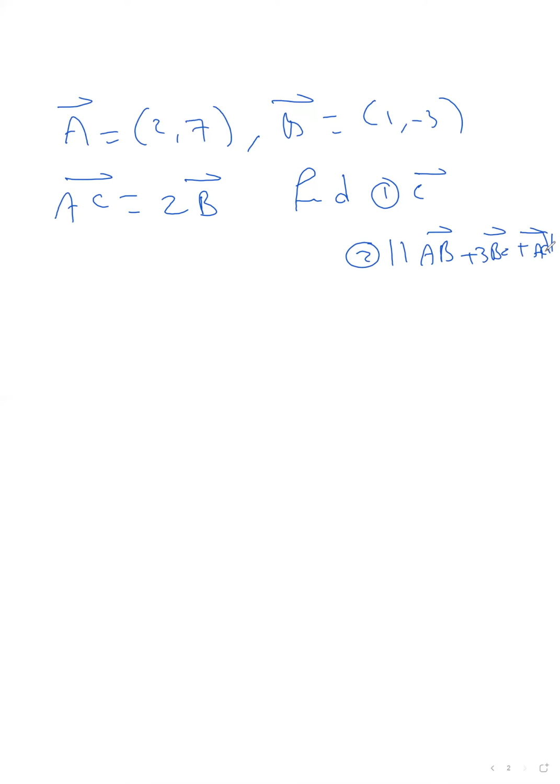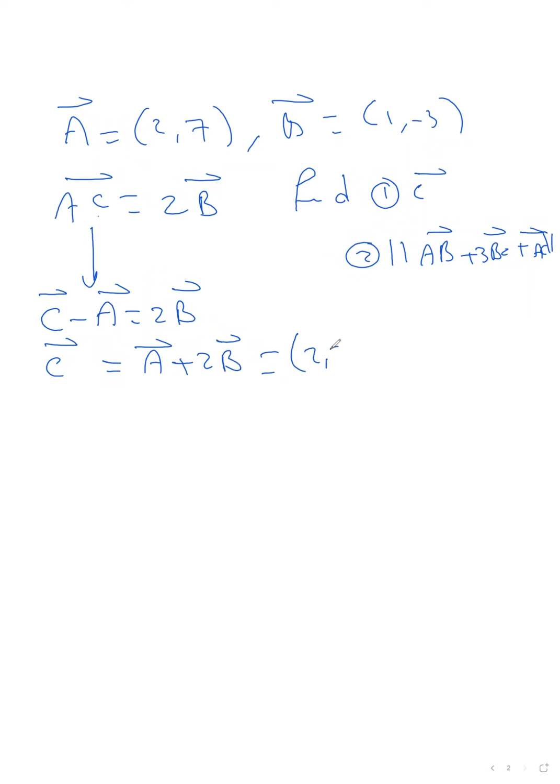I will find C. They told us here AC equals 2B, which means vector C minus vector A equals twice vector B. So vector C equals vector A plus twice vector B. Vector A is 2 and 7 plus twice vector B, which is 2 and negative 6. So vector C will be 4 and 1. That is the first one.